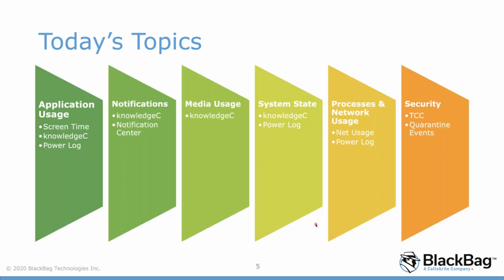All right. Now, as far as today's topics go, we're going to go into some more user aspects. First off, we're going to talk about application usage, some notifications, even what media they might be looking at. And then we're going to roll into the system side of things. So maybe more from a security angle, maybe you're doing computer intrusion type work. So we're going to take a little more look at the system state, processes, network, as well as specific security features of macOS. So kind of a two-piece series here.